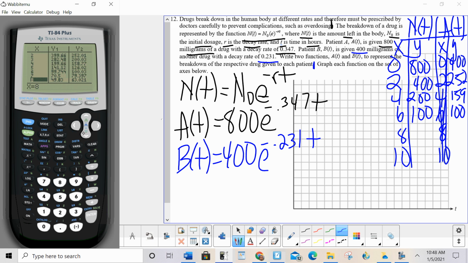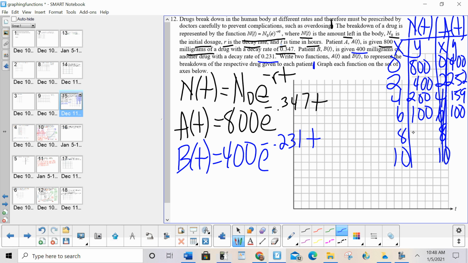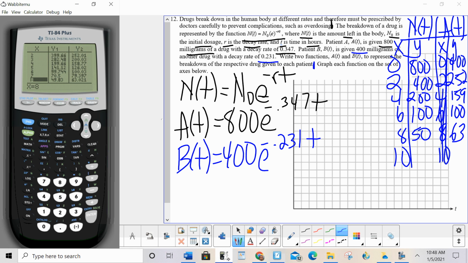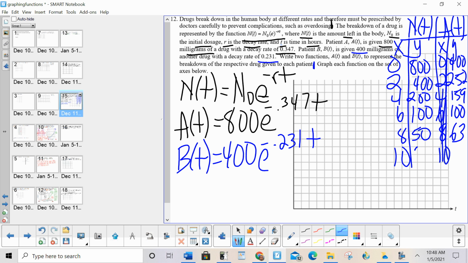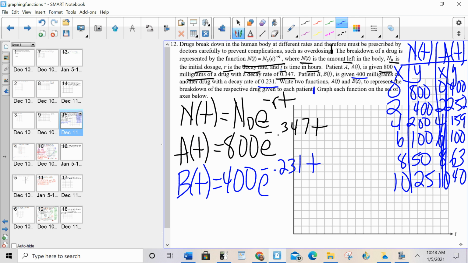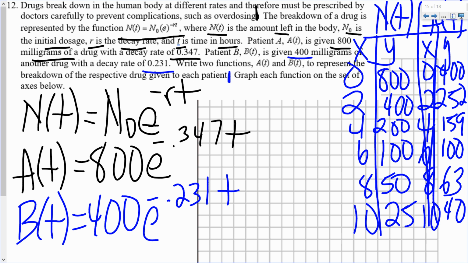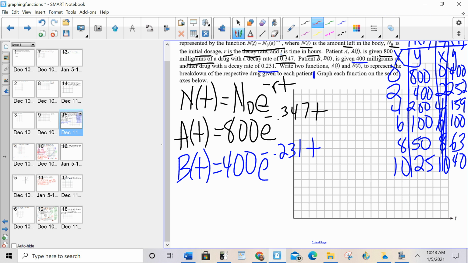And 8 is going to be 50 and 63. And 10 is going to be 25 and 40. All right, so let's get a new color here. Let's go red. Now I got to deal with my scale. So I'm going to just create myself some space here and get rid of the equations at this point.